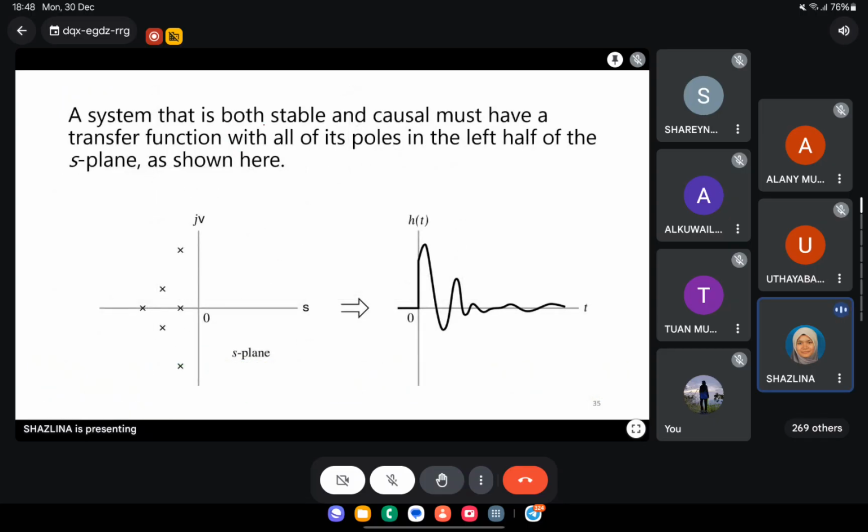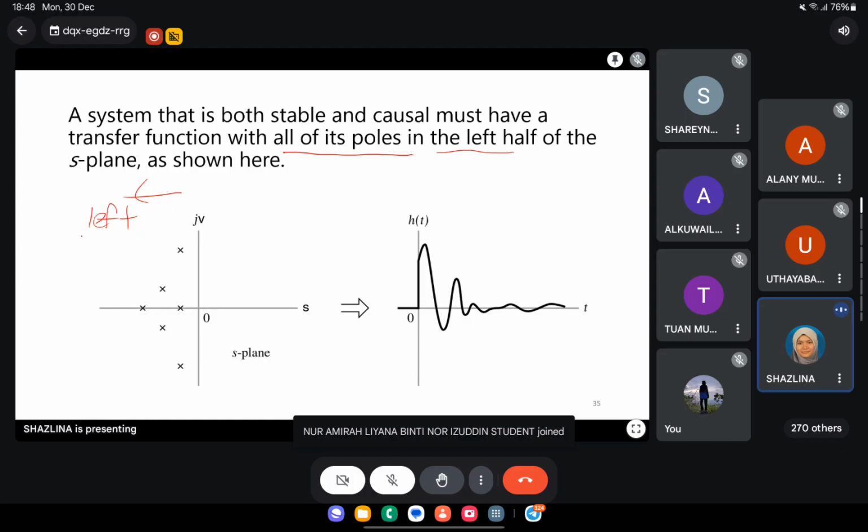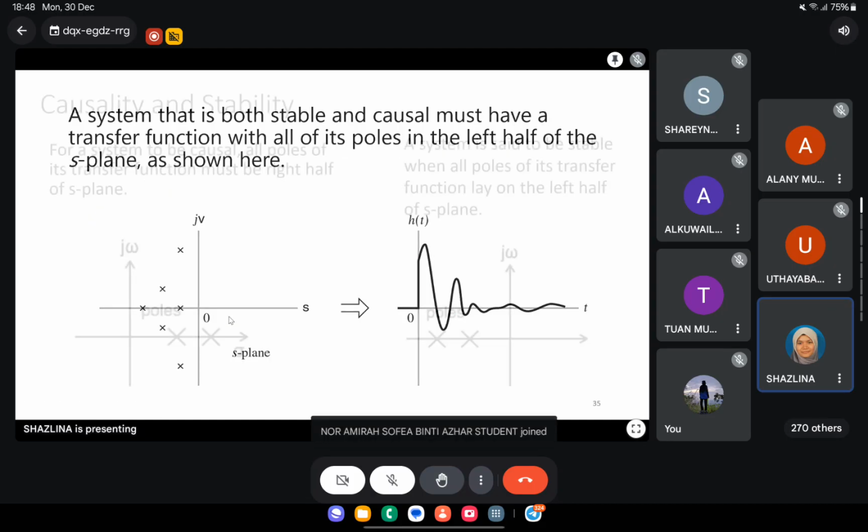A system that is both stable and causal must have a transfer function with all of its poles in the left half of the S plane. If all the poles are on the left side, then the system is stable. If you do the inverse Laplace, you get a stable system.